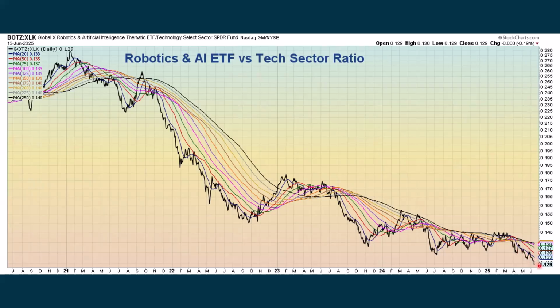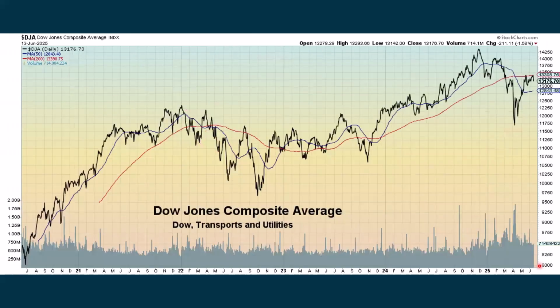Now, I have another index that I follow for this later that I'll show. This is the Dow Jones Composite Average, which is the Dow, the transports, and the utilities together. Just kind of chopping along sideways, a little bit under their 200-day moving average with this overall measure.